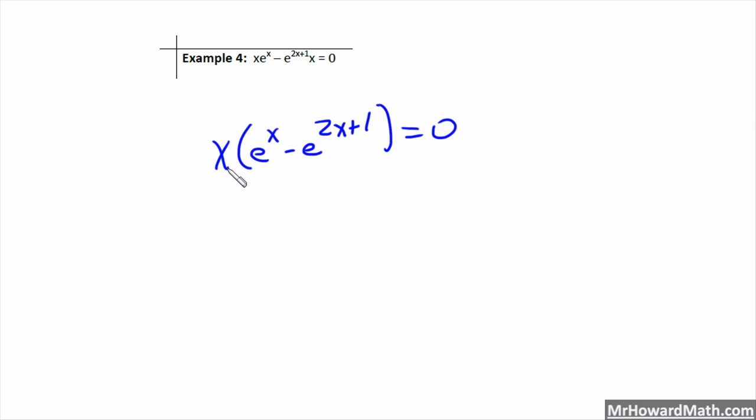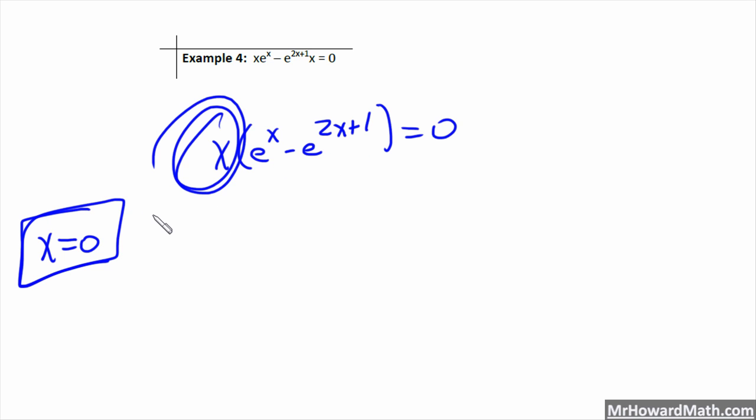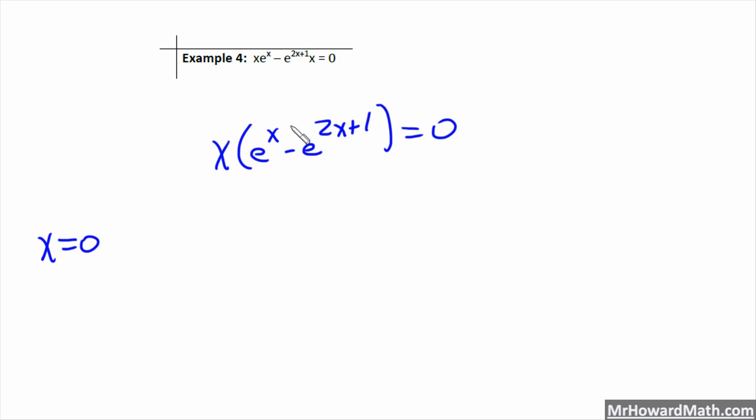So that means these two things, x and this quantity right here, multiplied together have to equal 0. So that means either x has to be 0, or this one has to be 0. So we actually have a solution right here. This x is 0. We still need to work with this one though. So we take that one, e to the x minus e to the 2x plus 1, set it equal to 0 and solve. Just like when you factor quadratics, it's not any different. You set each factor equal to 0 and solve.